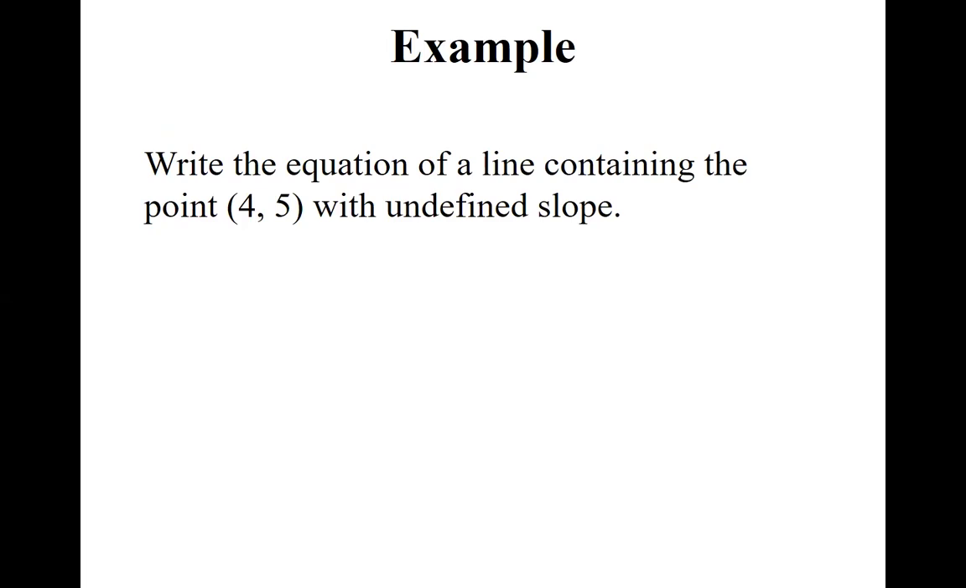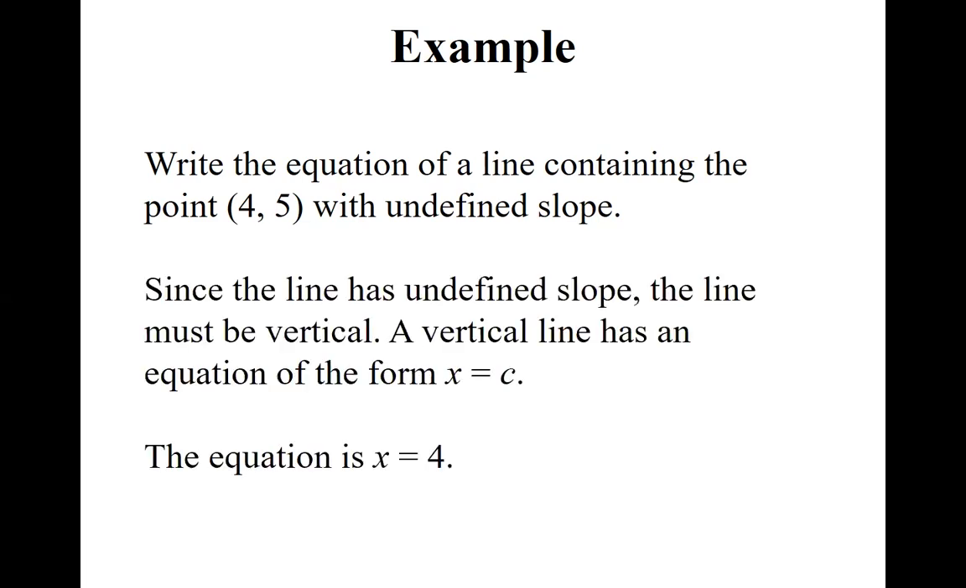Write the equation of a line containing the point (4, 5) with an undefined slope. So think about what undefined slope was. Undefined slope was the up and down, the vertical line. That strikes the x-axis, and here x equals 4.